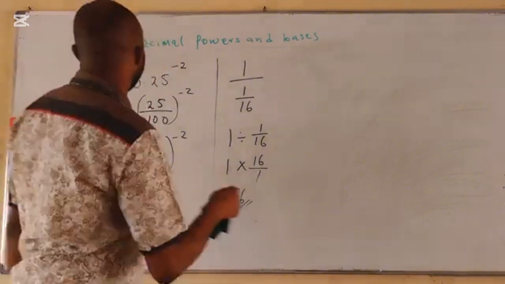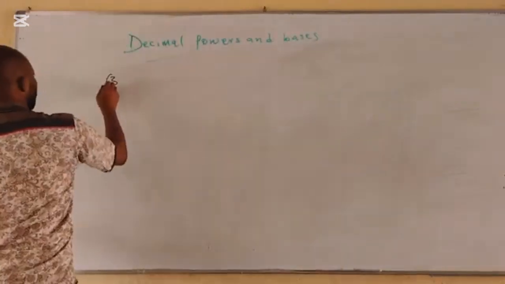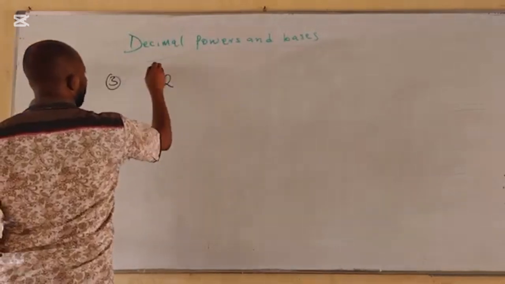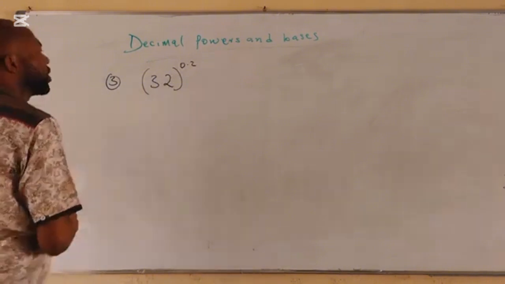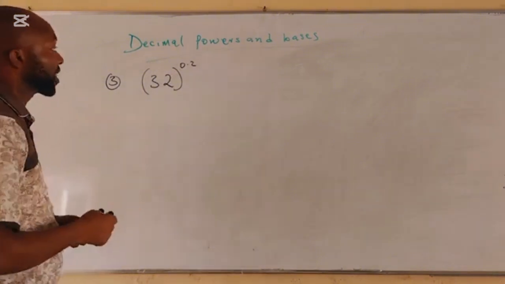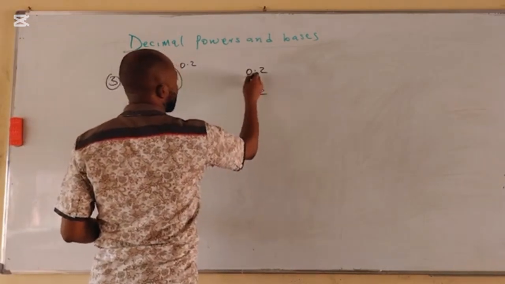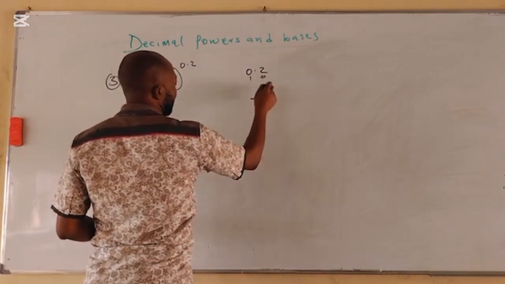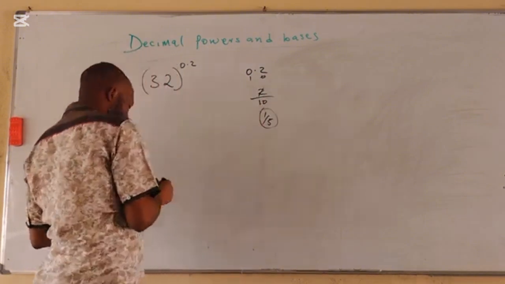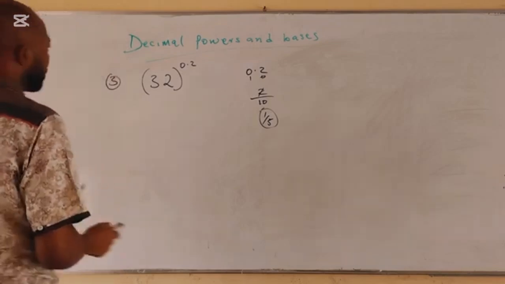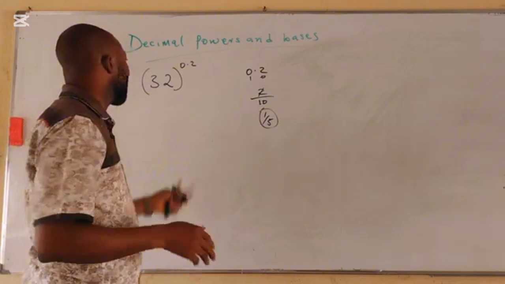Let's take another question. Example 3 is 32 raised to the power 0.2. 0.2 is the same thing as 2 over 10. The real number here is 2, and here is 1, 0, so this is 10. And 2 over 10 is the same thing as 1 over 5. So my power is 1 over 5. So 0.2 officially becomes 1 over 5. Let's see how we can use it to solve.